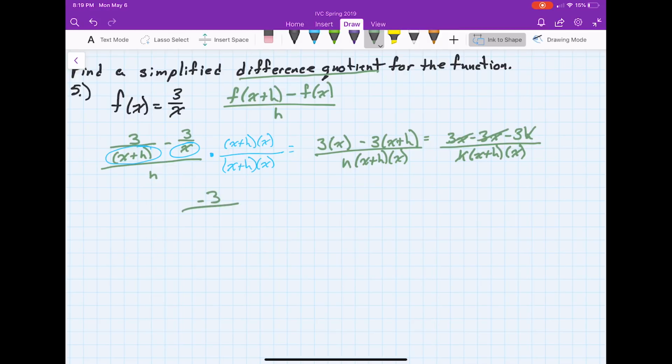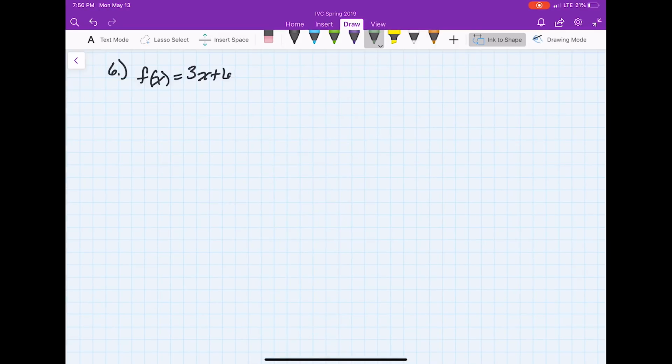Now we have negative 3 over x plus h times x. So we can distribute that x now. So we're going to have minus 3 over x squared plus xh. So that is the simplest form that we can rewrite this difference quotient.